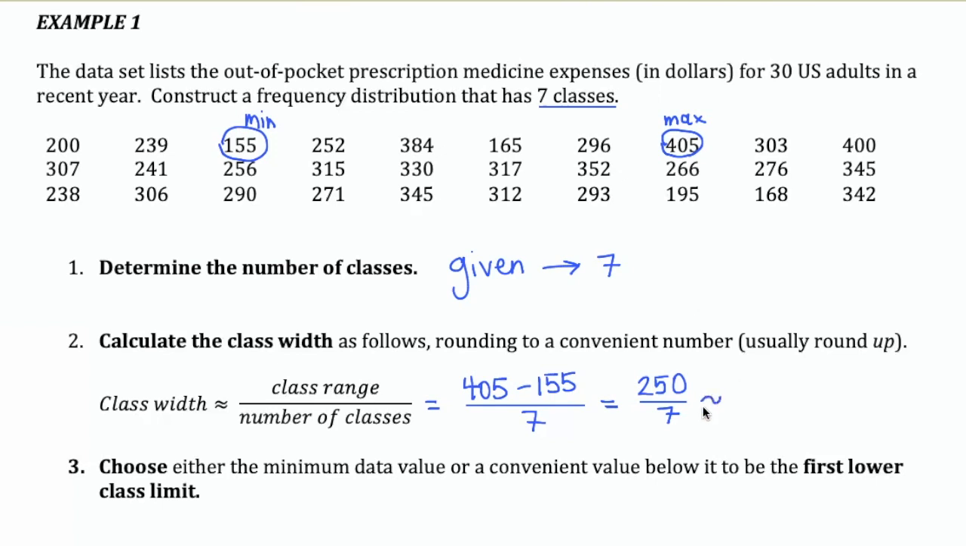And when you type that in, you're going to get approximately the number 35.7. Now, obviously, if we're talking about how many pieces of data are in a class, I don't want there to be 35.7 of them. That's inconvenient. So I'm going to round that up to 36, and that's my class width.